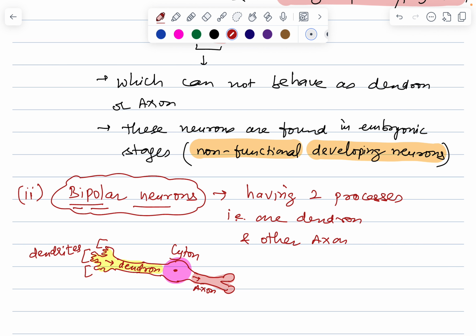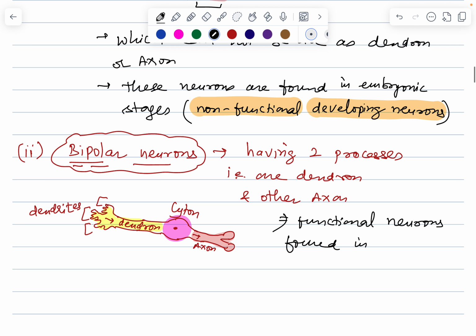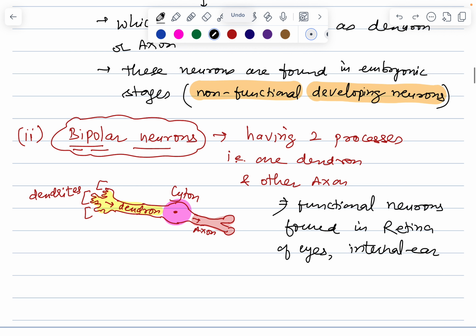So this obviously is going to be what? Functional. Okay. So these are going to be functional neurons. And where do they exist in the human body? The bipolar neurons are found in the retina of your eyes to help in vision. They are found in your internal ear to help in hearing, and they are also found in the olfactory epithelium of your nose.